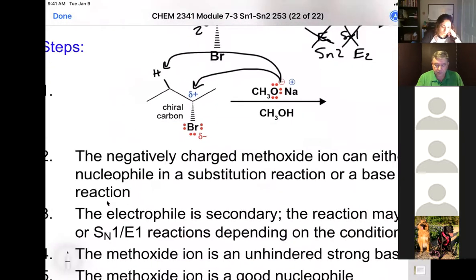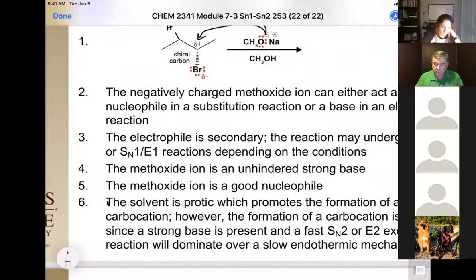Okay, so now because it's secondary, technically we can do an SN1 E1, but we have too strong a nucleophile and too strong a base, so that eliminated that. Methoxide is an unhindered strong base, so it can act as a nucleophile.